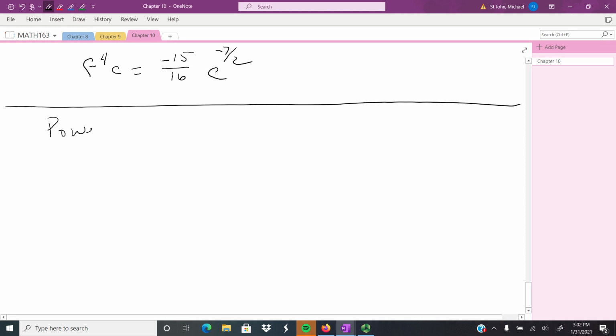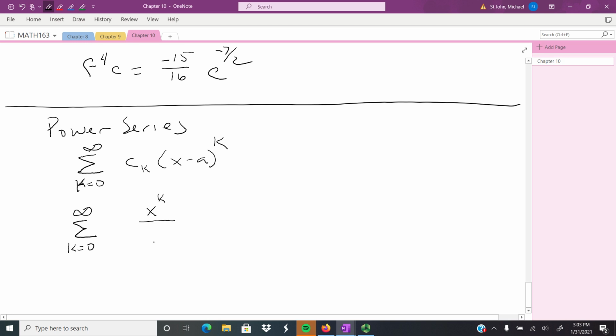So, power series: the sum from k equals 0 to infinity of c_k (x − a)^k. So given one like this, the sum from k equals 0 to infinity of x^k over k factorial, we want to find the interval and radius of convergence.